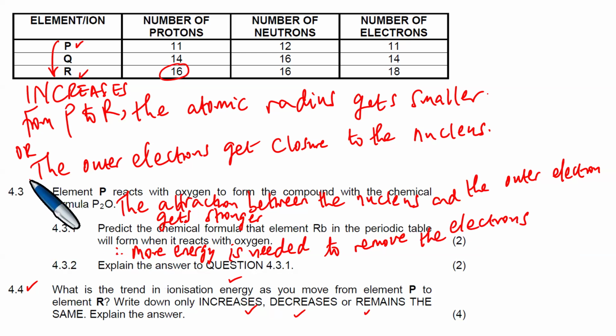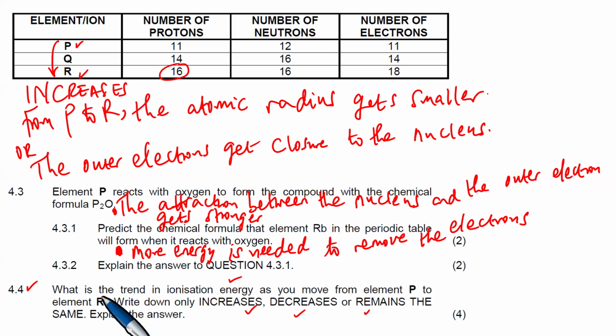We continue. The attraction between the nucleus and the outer electron gets stronger, so more energy is needed to remove the electrons. That is also another way of further explaining that.